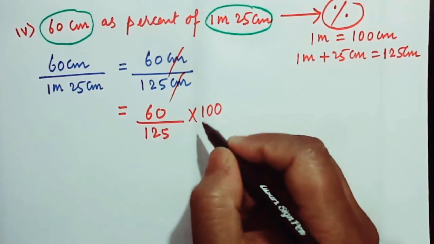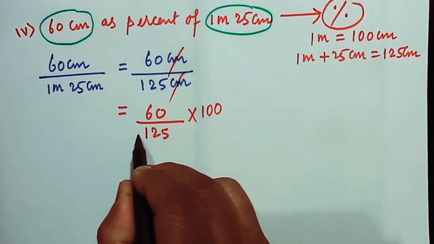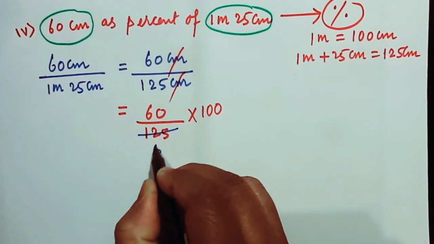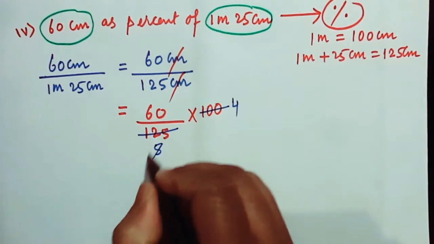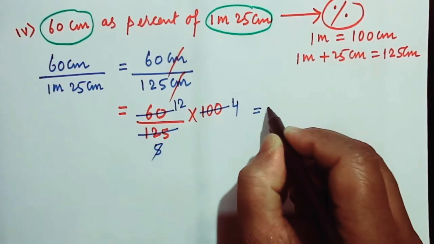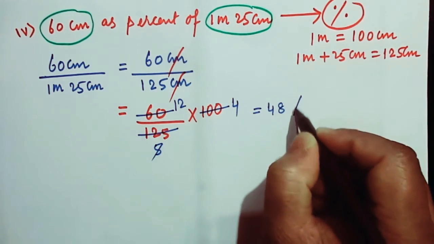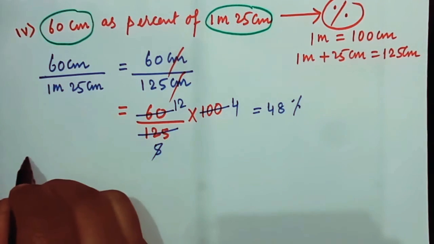On multiplying this by 100, our next step is cancellation. 25 5 times, 25 4 times. Again we have 5 12 times. So 12 4s are 48 percentage. Don't you think that you people are enjoying this?